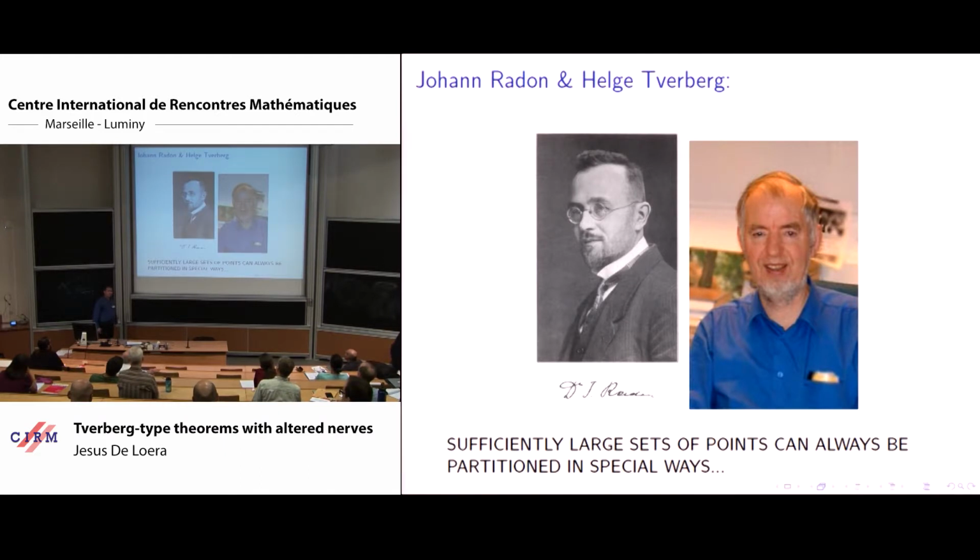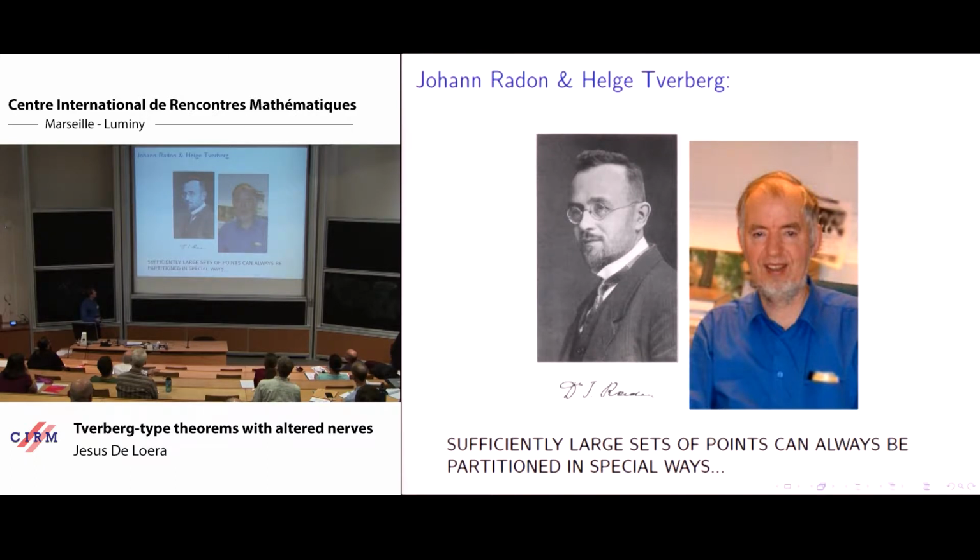I want to talk to you today about another such theorem. In some version, it was first proved by Radon in the 1920s, and then by Tverberg in the 1960s. Essentially, it says that if you have sufficiently many points in R^d, you can always partition those points into color classes, so to speak, that are very nicely behaved. So what is the theorem?